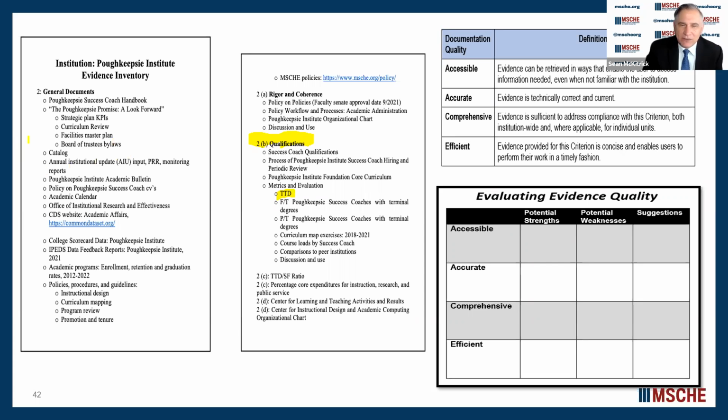It will require an evaluator to go back and ask what TTD means, and if that happens too many times, it becomes difficult. Do you see anything there that would be an opportunity or a challenge? I was thinking, Sean, in 2A, for rigor and coherence.